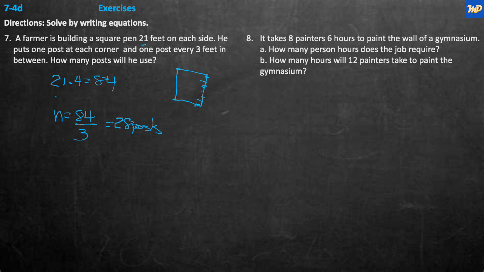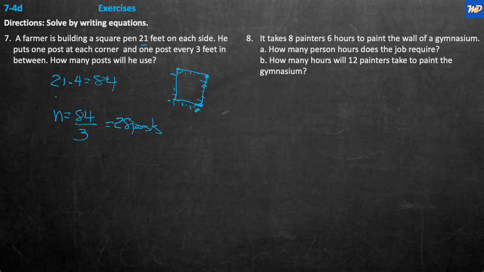So we do that. Starting right here at the corner, we've got 1, 2, 3, 4, 5, 6, 7 on that corner, 1, 2, 3, 4, 5, 6, 7 at that corner, and 1, 2, 3, 4, 5, 6, 7 to that corner. So there you have it, 28 posts.